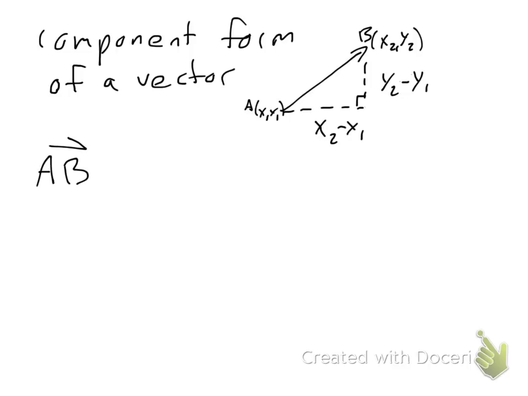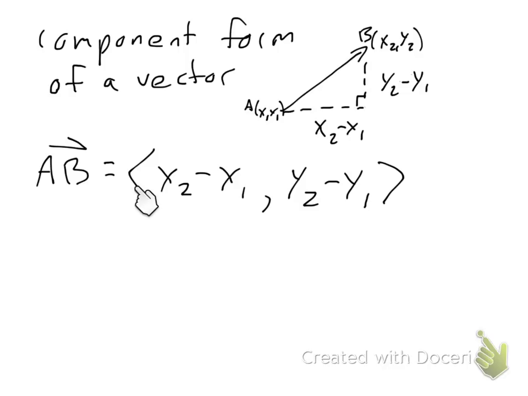But the cool thing about it is that it gives us a vector. And this vector uses a little bit different notation than, say, parentheses. It uses a less than and greater than symbol to denote this: x2 minus x1, comma, y2 minus y1, with a greater than symbol on the end. Those symbols at the ends will denote that it's a vector instead of just a point.